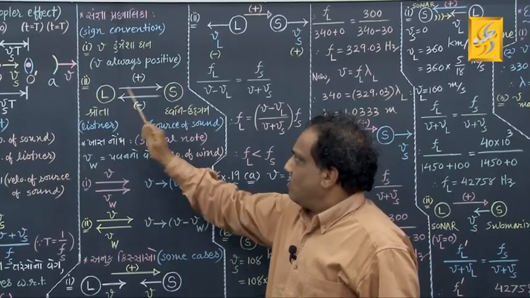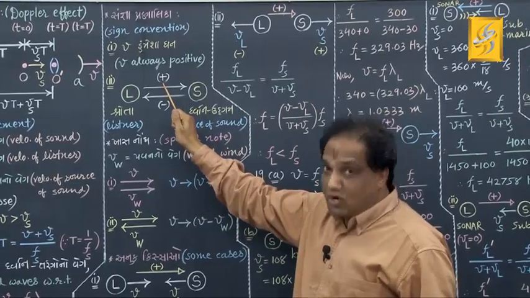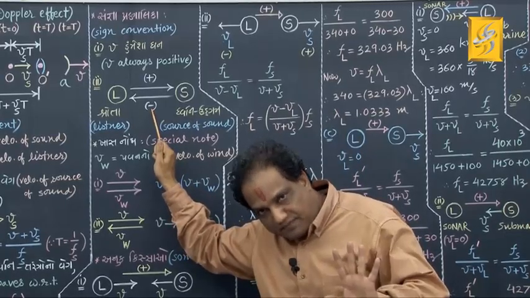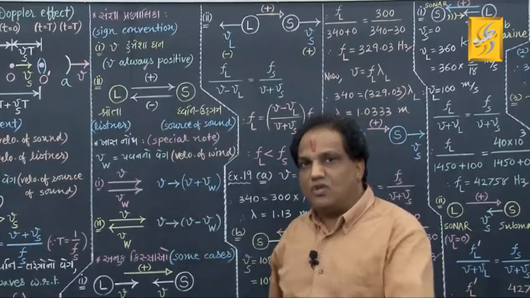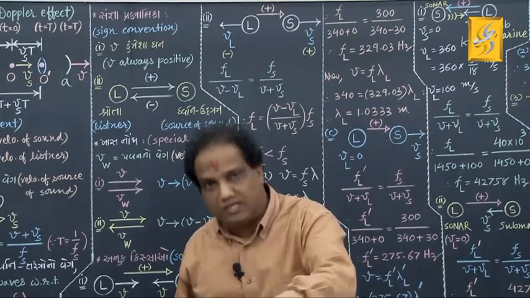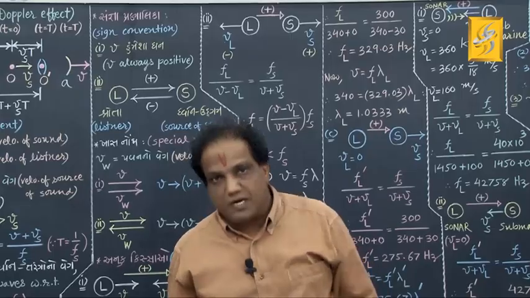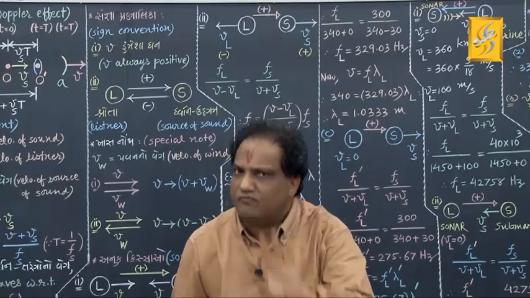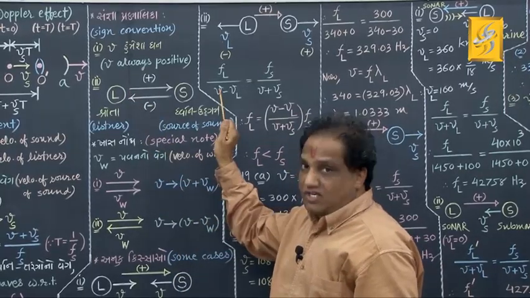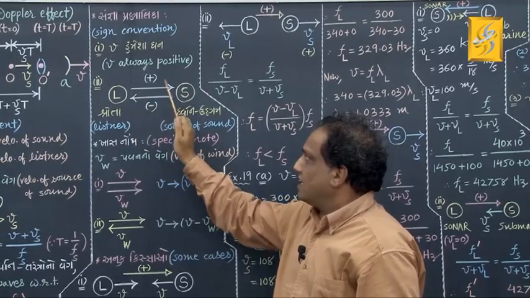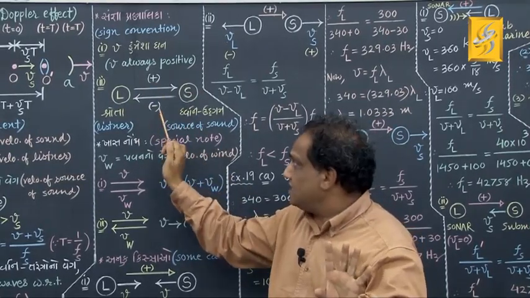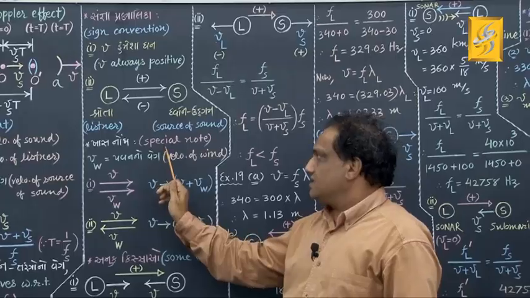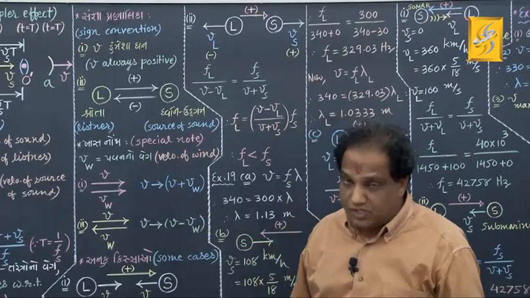Velocity in a direction from listener to source should be taken positive. Then opposite velocity should be taken negative. Simple. Just tell me both the rules again. Velocity of sound waves, small v, is to be taken always positive. Now out of the remaining two velocities VL and VS, which should be taken positive and which negative? Very simple. Velocity in a direction from listener to source should be taken positive. If opposite, then it should be taken negative. Simple. Fine.